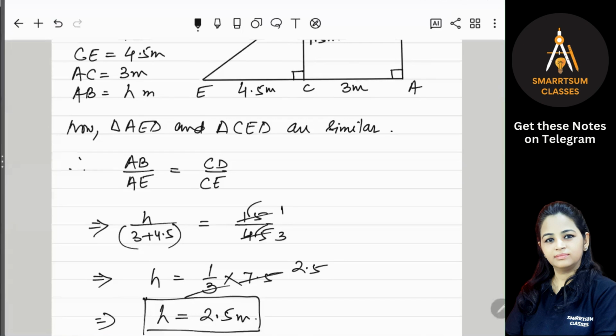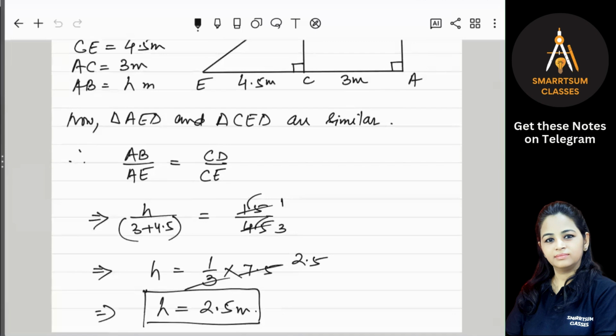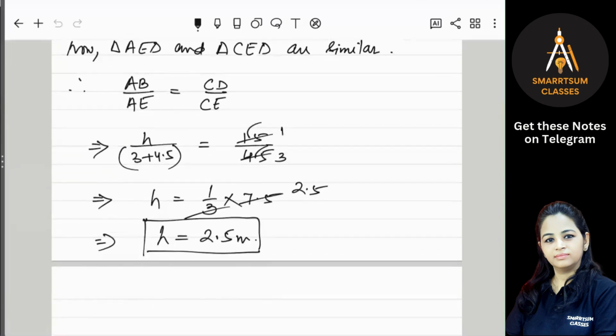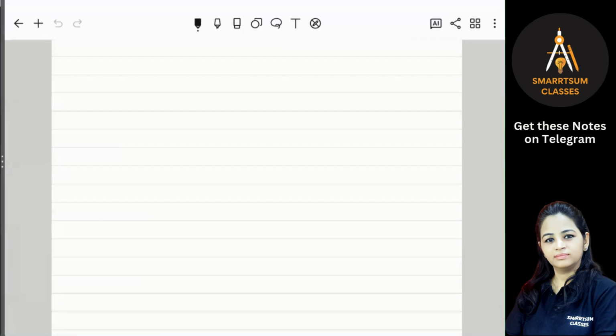So using heights and distances, and using the similarity theorem, we have found out that the height of the lamppost is 2.5 meters. So you can write down: therefore, height of lamppost is 2.5 meters. Is that clear? Now you can note it down.